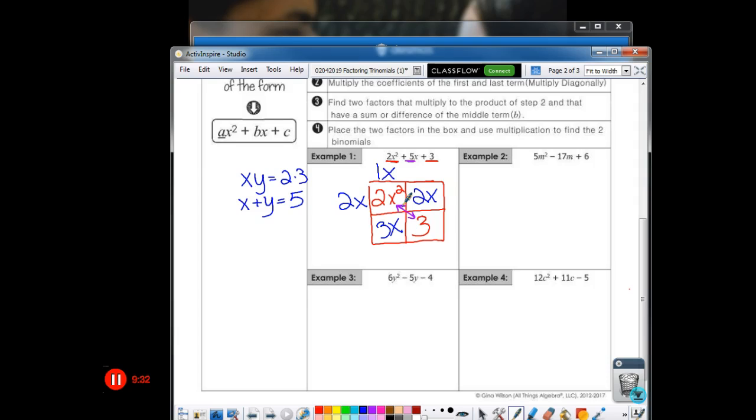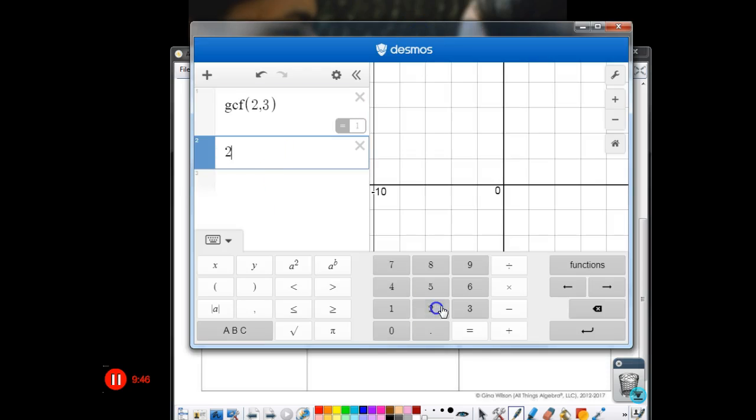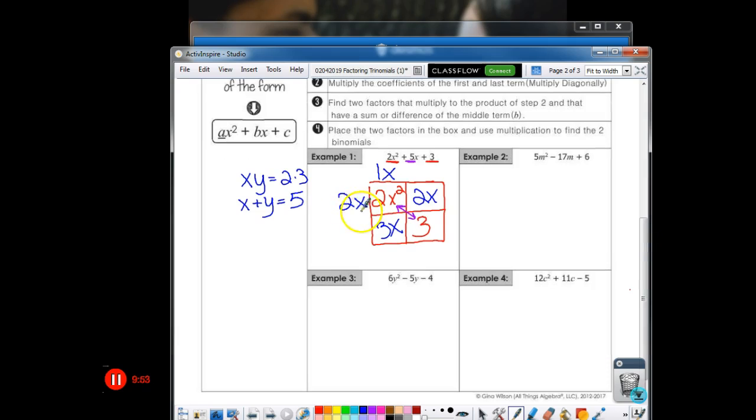Right? Because if I would have put the 2x up here, what times 2x would give me 3x? It would be some sort of decimal, right? It would be like 1.5. 2 times 1.5 is 3. Right? So it would have to be a decimal. We don't want decimals. So that's why we have to put the 2x here.